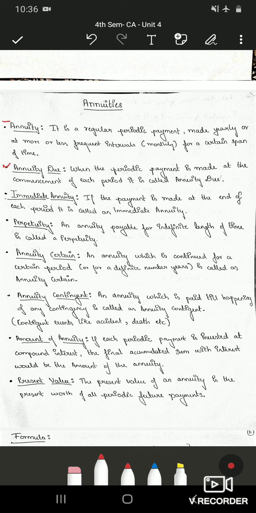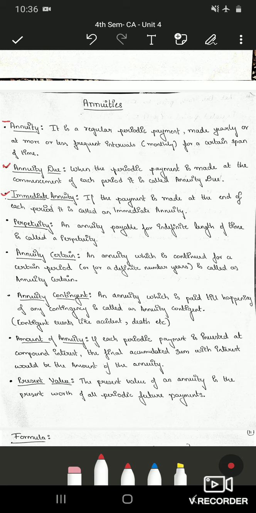Now we will see what is annuity due. When the periodic payment is made at the commencement of each period, it is called annuity due, and if the payment is made at the end of each period, it is called immediate annuity. These can be asked as 2 marks definitions: what is immediate annuity and what is annuity due.